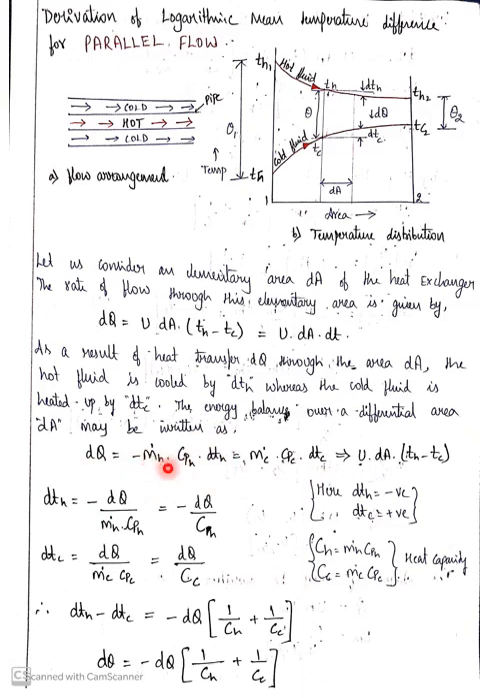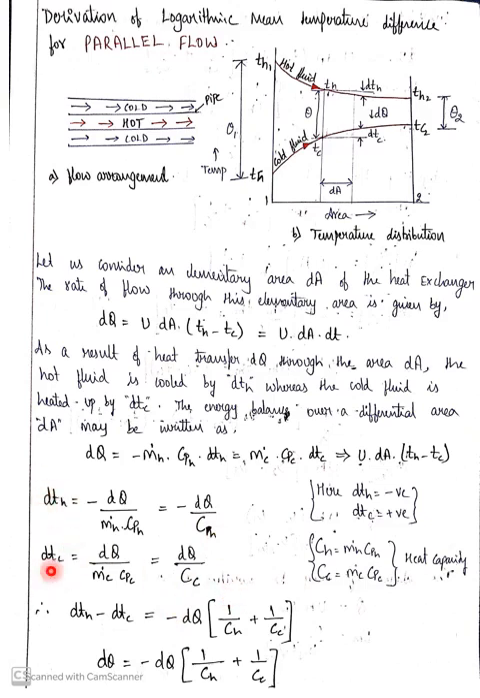dQ divided by m_h into c_ph, so this will be going to the denominator. For derivation purposes, we will take m_h into c_ph as C_h, capital C_h. Similarly, m_c into c_pc, you can take it as C_c for the cold fluid. These terms are called the heat capacity with respect to the hot fluid and the heat capacity with respect to the cold fluid.